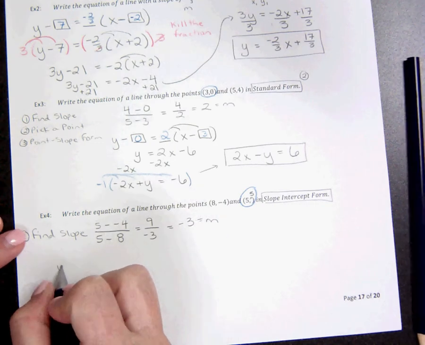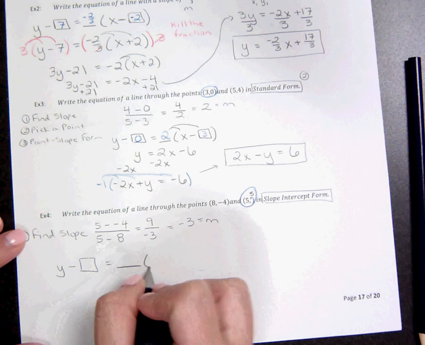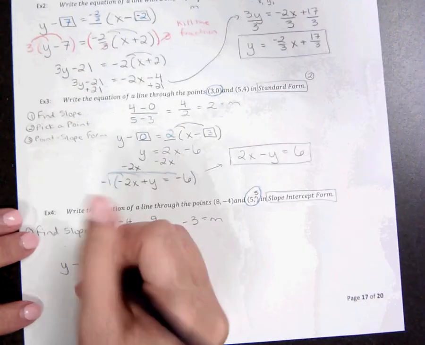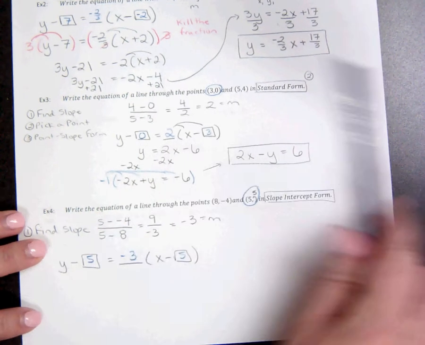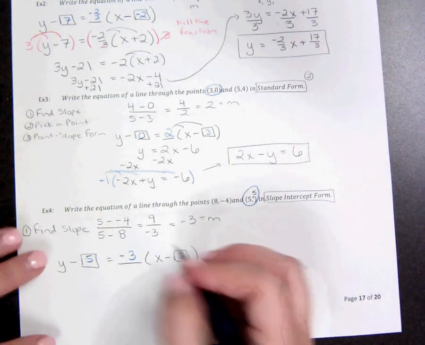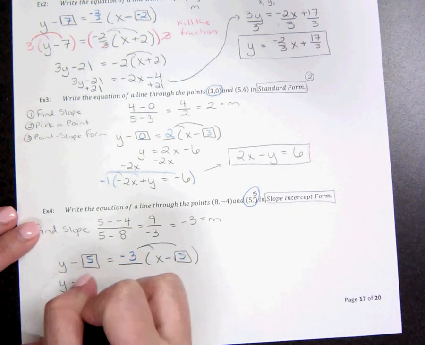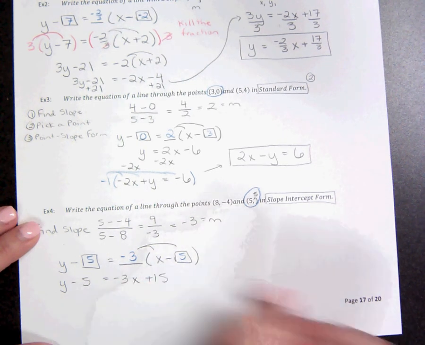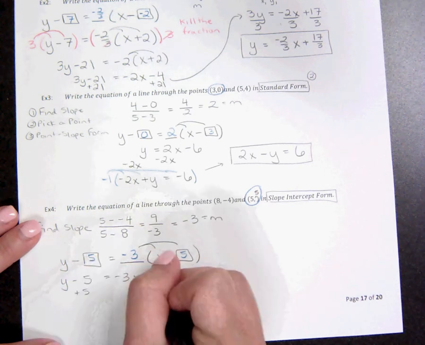And we'll plug it into point-slope form. Y minus box equals blank times x minus box. We're going to plug in our 5s, plug in our slope of negative 3. Then we'll distribute y minus 5 equals negative 3x. That's going to become plus 15. From there, we'll move the 5 to the other side.